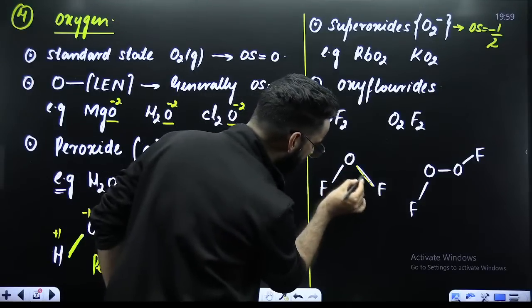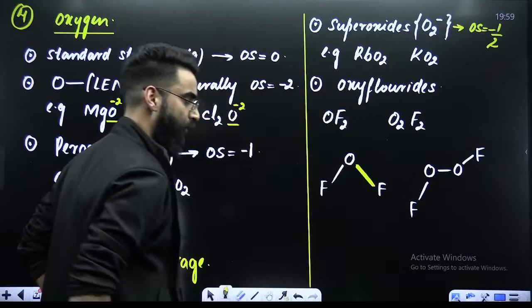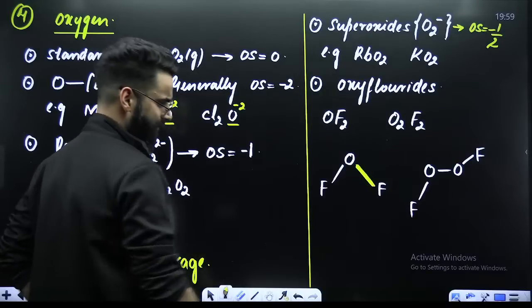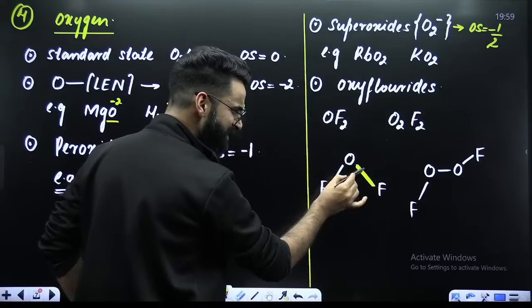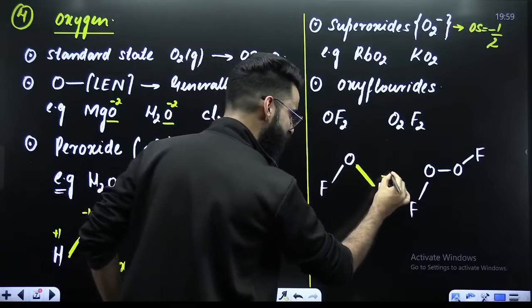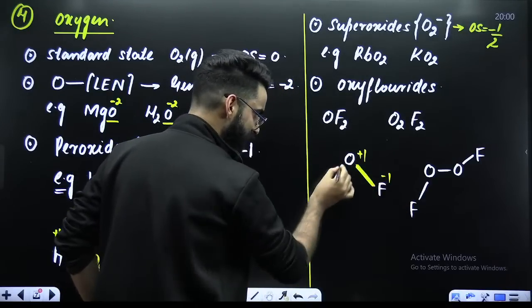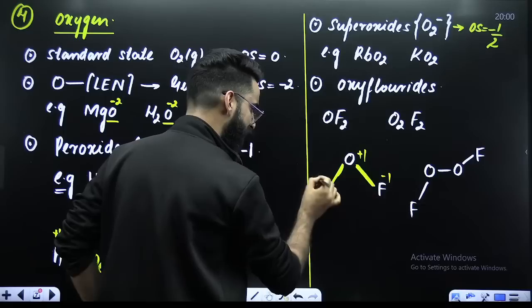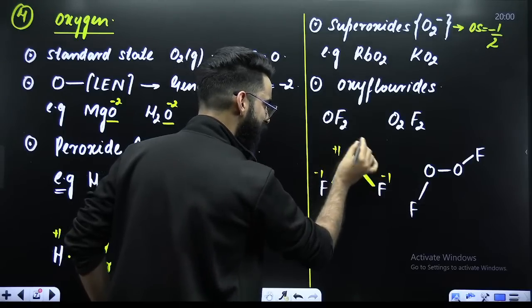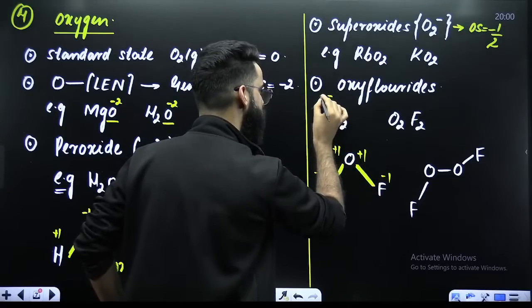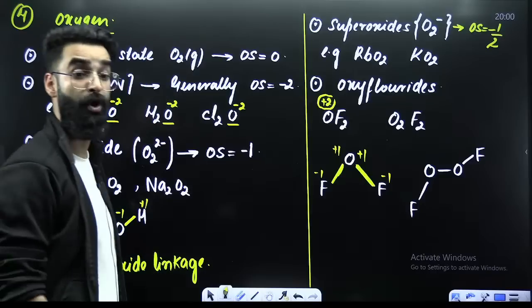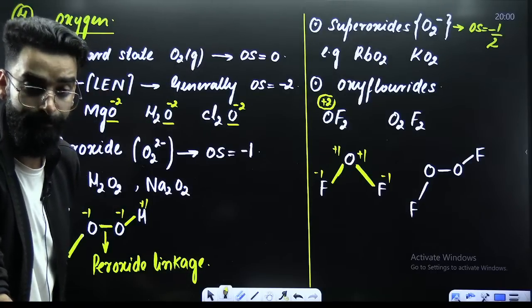Look at this particular bond. This bond is between oxygen and fluorine. If I ask which one is more electronegative, you will say fluorine is more electronegative. So this bond pair will be shifted towards fluorine, due to which -1 and +1. This bond pair also will be shifted towards fluorine. So -1, +1. So what is the charge present on one atom of oxygen? +1 +2 makes it +2. The oxidation state of oxygen in case of OF2 is +2.